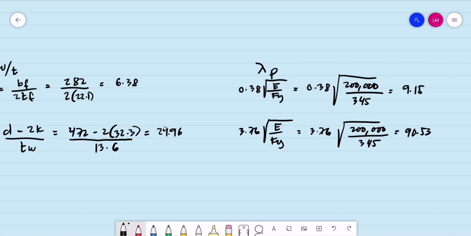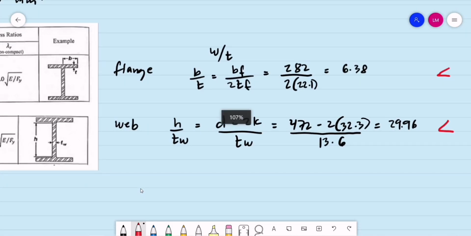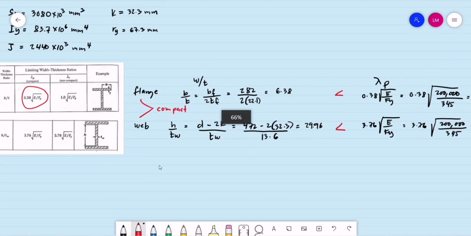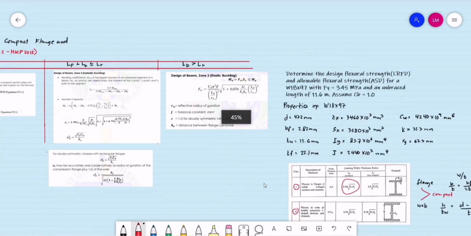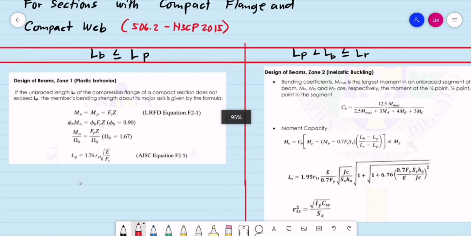As you can see, the values of lambda sub p are greater than the width to thickness ratio for the flange and the width to thickness ratio for the web. Therefore, we can conclude that both flange and web are compact. If we have a compact flange and compact web, then we can use section 506.2 of our NSCP 2015.